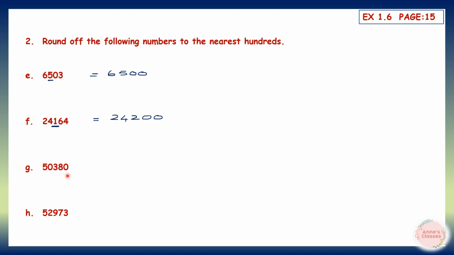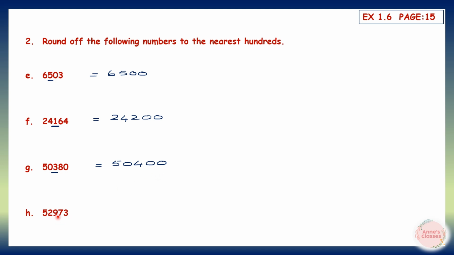Question G. 50,380. What is the digit in the hundreds place? Ones, tens, hundreds. The digit is 3. The digit to its right is 8, which is more than 5. So 3 will now become 4. So let's write it down. 5, 0, 4, and two digits to the right will become two zeros. So here we have 50,380. It's rounded off to 50,400.